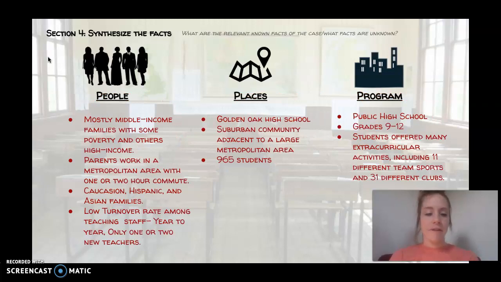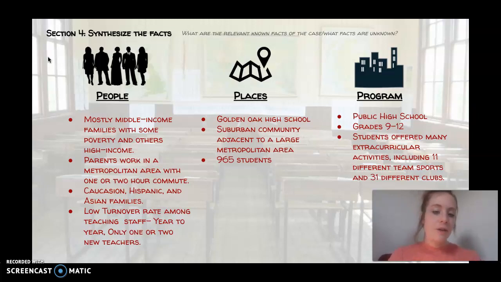So here are some facts about the situation. The people involved in this school community are mostly middle-income families with some poverty and some high income. Some of the parents work in a metropolitan area with a 1 or 2 hour commute, which could make it hard to keep track of when their students are getting to school and if they are making it to school. We have some Caucasian, and recently we have Hispanic and Asian families moving into the area. We have a low turnover rate among teaching staff, so year to year, only 1 or 2 new teachers are coming into the school.